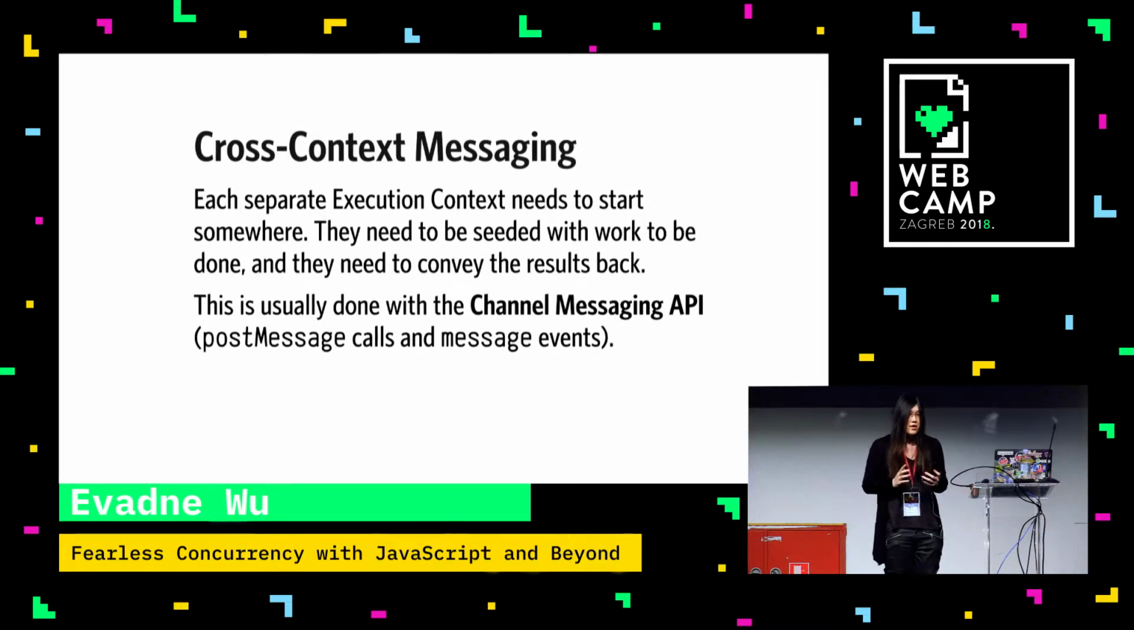Now, I'll talk a little bit more about channel messaging. I mentioned channel messaging, and this is how you actually communicate between your document and a context hosted within your document. You use something called the channel messaging API, and this basically means post message. You can do it against a window, you can do it against a worker, and you can listen for the message event when the worker or the subcontext has something for you back.